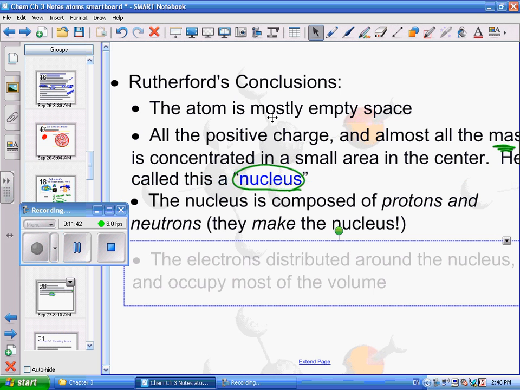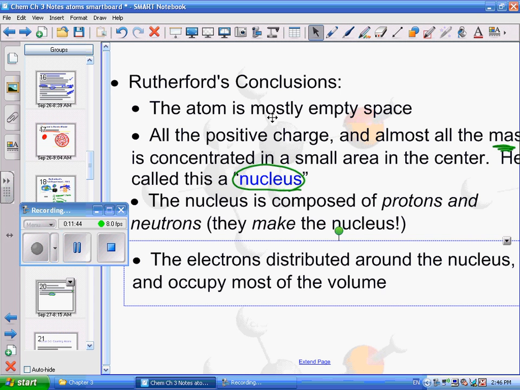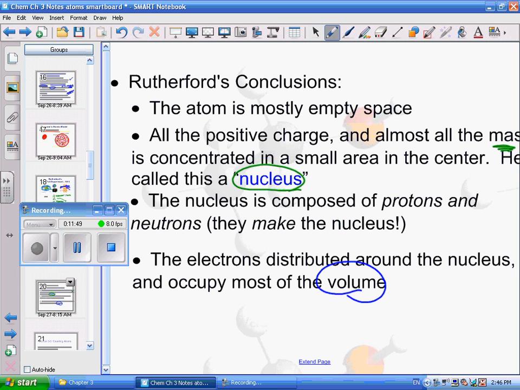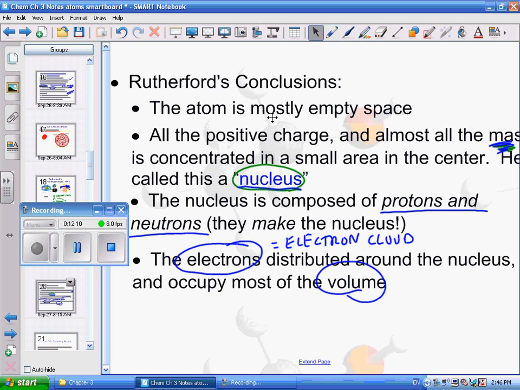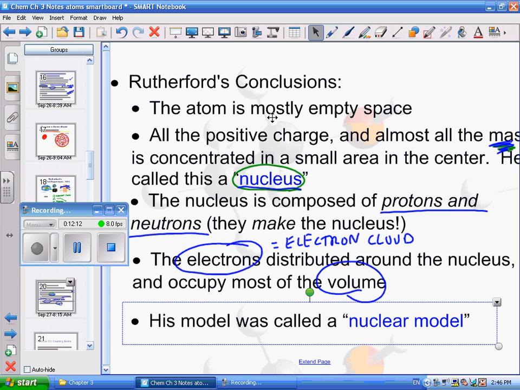The fourth thing: electrons are distributed around the nucleus and occupy the volume. If we want to talk about the mass of the atom, we talk about the nucleus, which is protons and neutrons. If we want to talk about the volume of the atom, we talk about the electrons, or something called an electron cloud. And lastly, once we're done with this, we end up with the model called the nuclear model. So if you were missing today or just need a review, there you go. That's section 3-2.